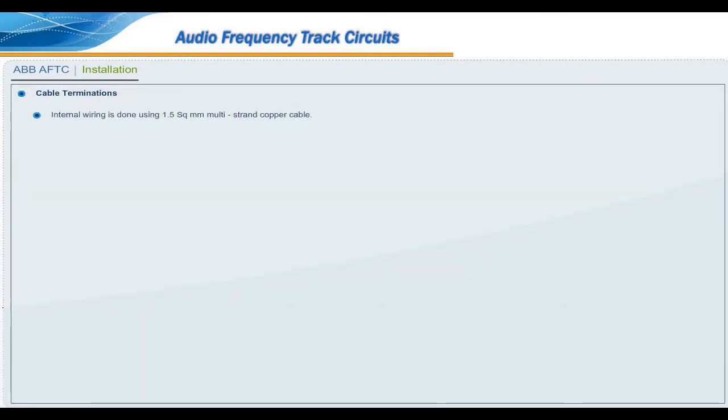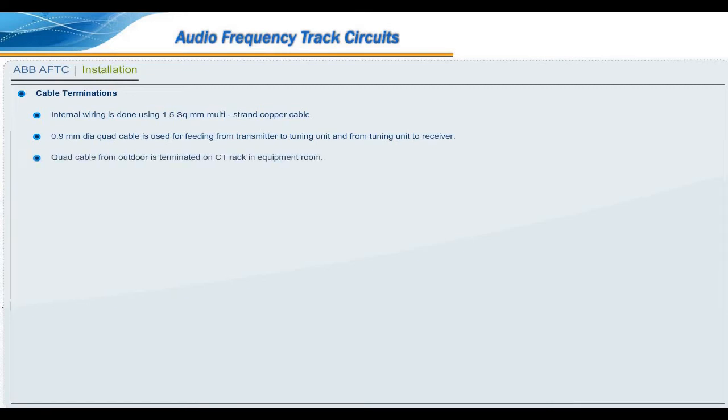Cable terminations. Internal wiring is done using 1.5 square millimeter multi-strand copper cable. 0.9 millimeter diameter quad cable is used for feeding from transmitter to tuning unit and from tuning unit to receiver. Quad cable from outdoor is terminated on the CT rack in the equipment room.